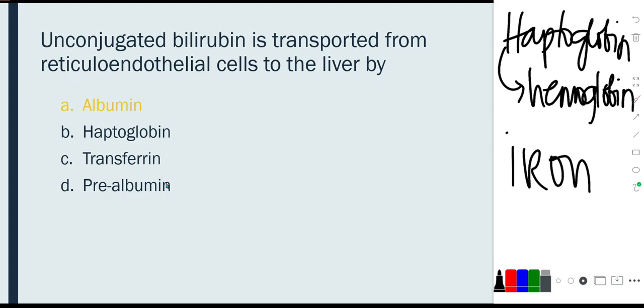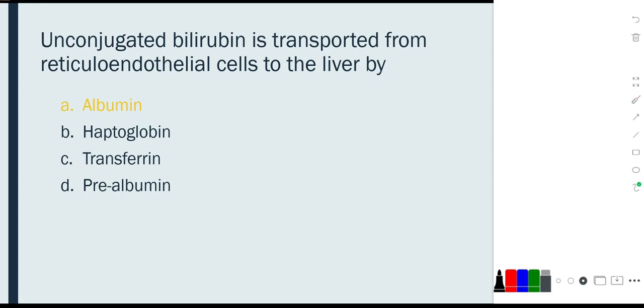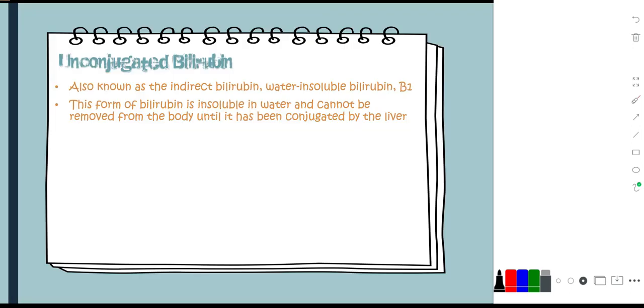And then we have your pre-albumin, also known as your transthyretin. So this, on the other hand, is the carrier particle for your thyroid hormones, which includes your thyroxine or T4 and also your triiodothyronine or T3. Okay? Let's further talk about your unconjugated bilirubin.